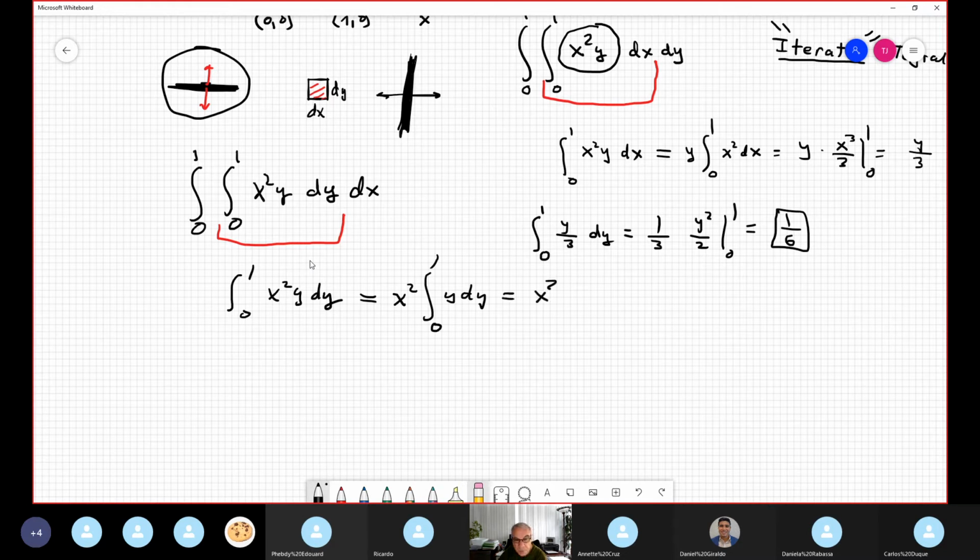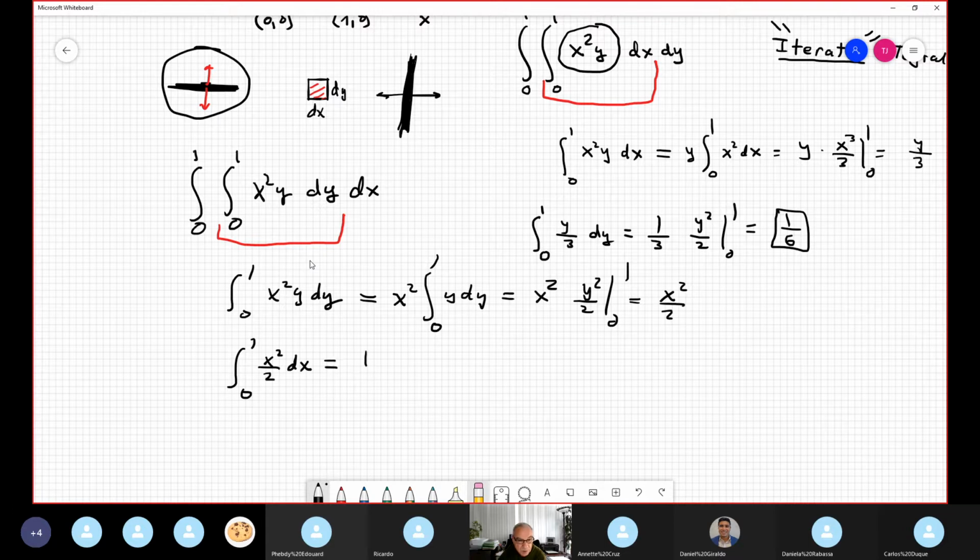Entonces x squared, this is y squared over 2, evaluating between 0 and 1. Entonces the answer is x squared times 1 half, something like that. Okay, super. Now I replace, my second integral is the integral from 0 to 1 again of this new function, x squared divided by 2 dx.